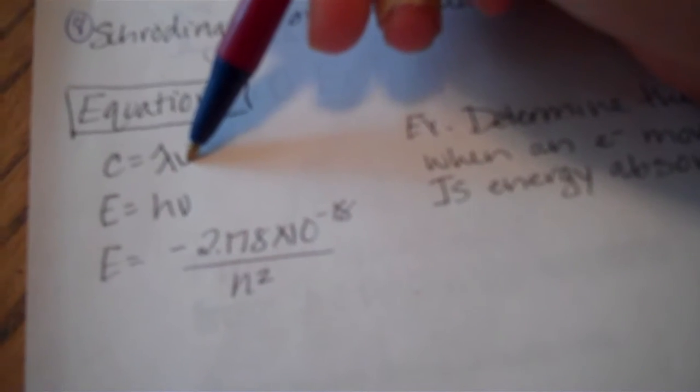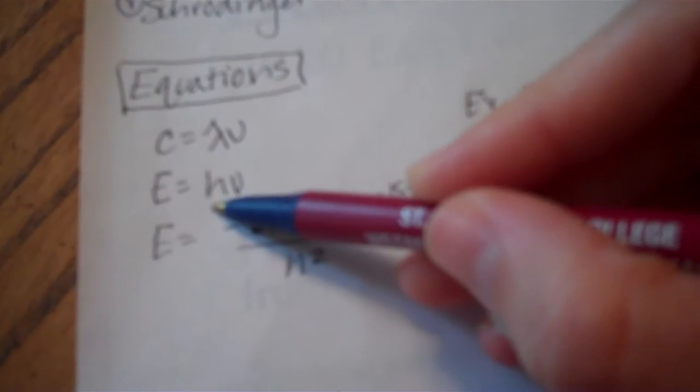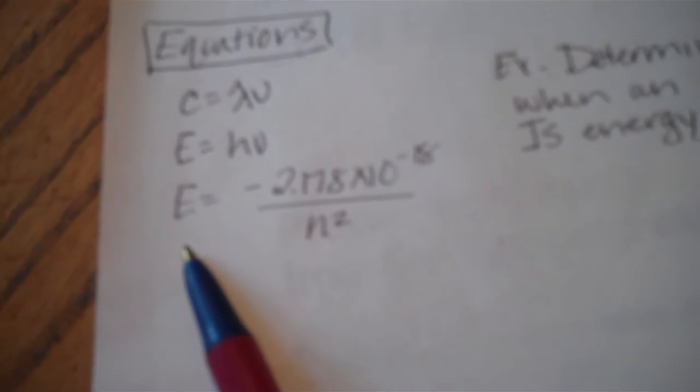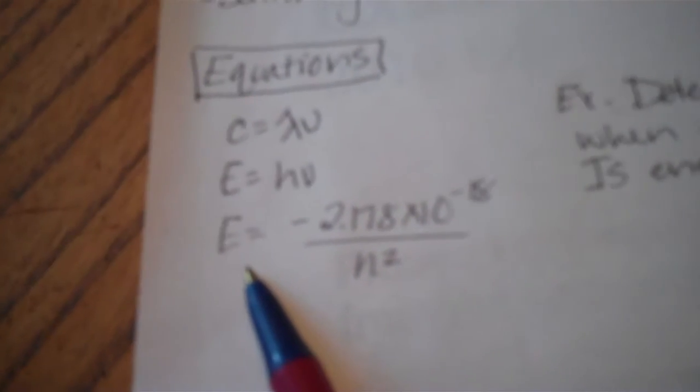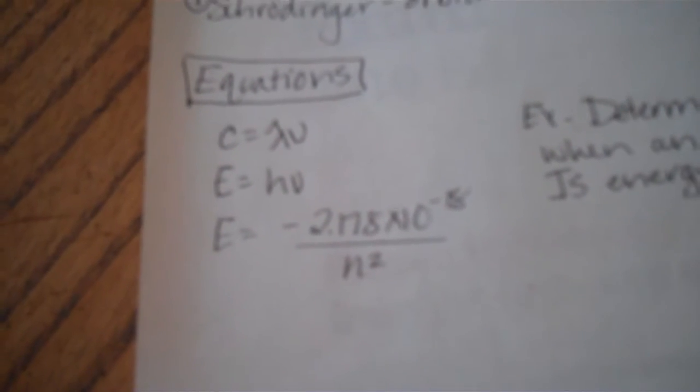Okay, so we have our three equations. We have the speed of light equals wavelength times frequency. Speed of light is measured in meters per second, so that means wavelength needs to be measured in meters, and frequency is 1 over seconds, or seconds to the minus 1. We have energy equals Planck's constant times frequency. Planck's constant is in your reference table. So is the value of the speed of light, so don't worry about memorizing those.